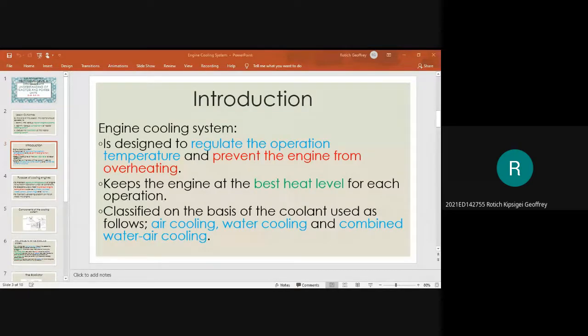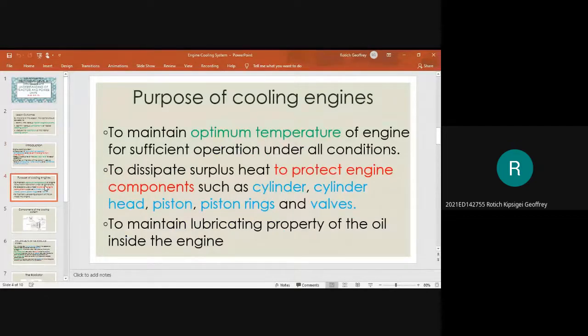So we'll move to the next slide, and we'll have Ronald taking us through the purposes of cooling. Ronald, can you hear me? Ronald? Collins, you can assist Ronald. Hello, sir. Your voice is breaking. Ronald, to take us through purposes of cooling an engine. Hello, Ronald. Can you hear me? Hello? Hello? Hello. Yes, we can get you, although your voice is breaking. Yes.